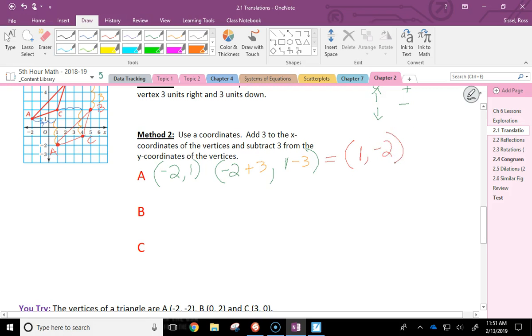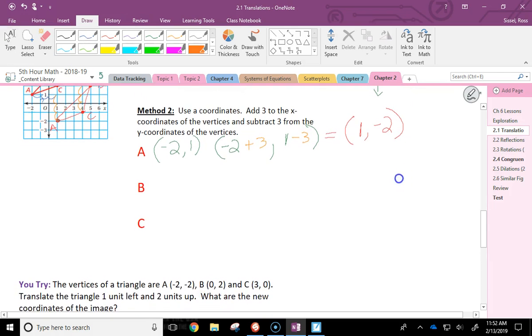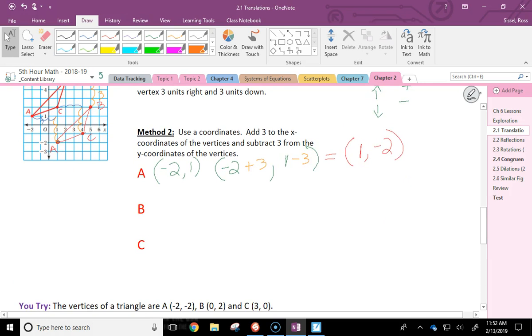Well, let's check and see if that turned out right. I'm saying A should now be at 1, negative 2. We go to our point, 1 over, 2 down. There was our A. So like I said, method 1 works really well if they're giving you whole units and we're not going very far away. It's pretty simple. Method 2, we're going to continue looking at it.